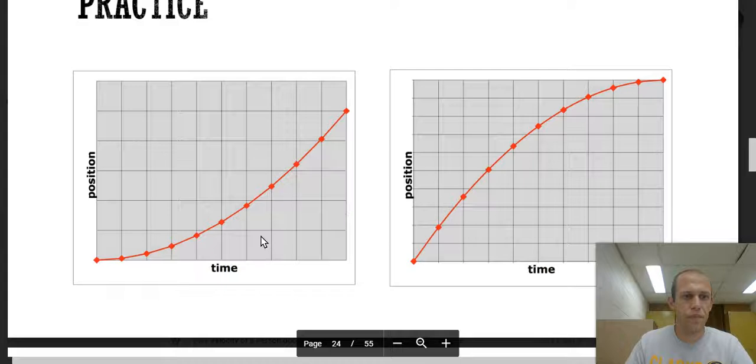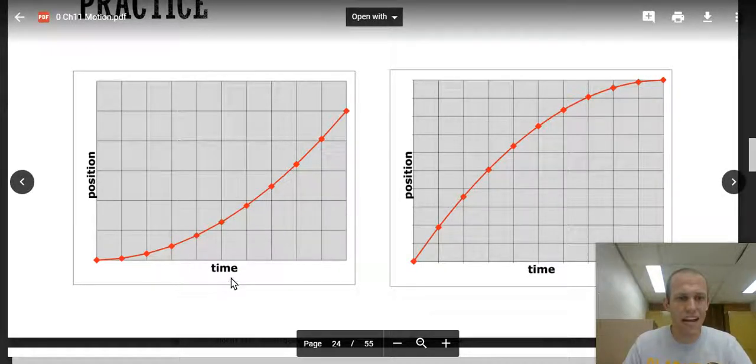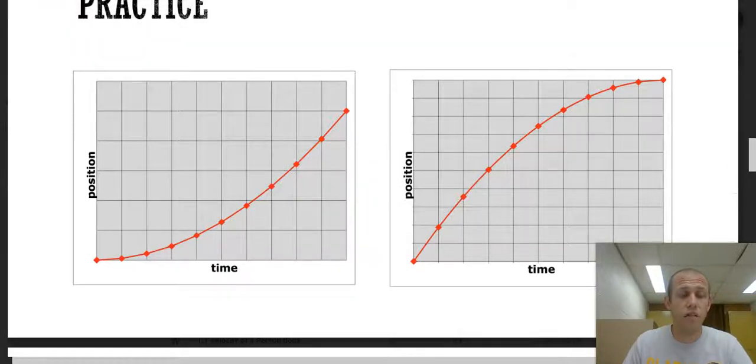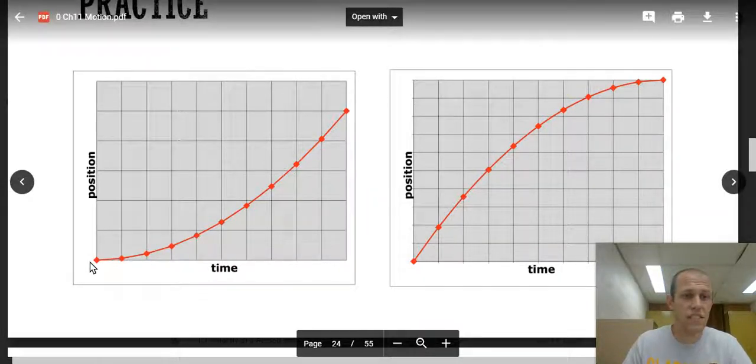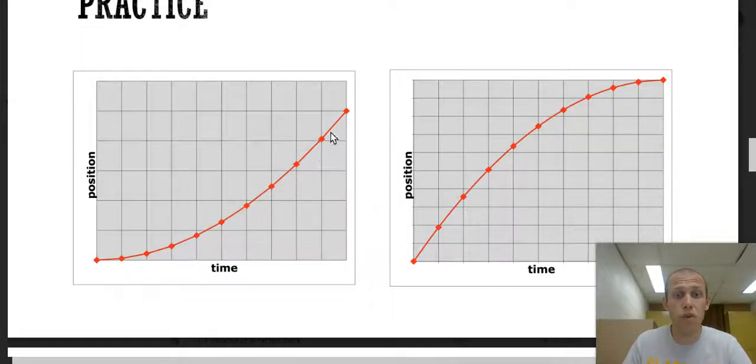Let's look at this one. It's a position versus time graph, but it's curving. It doesn't have a constant velocity because a constant velocity is a line. So the position changes a little, then a little bit more, then more, then more. This is an example of the person speeding up.